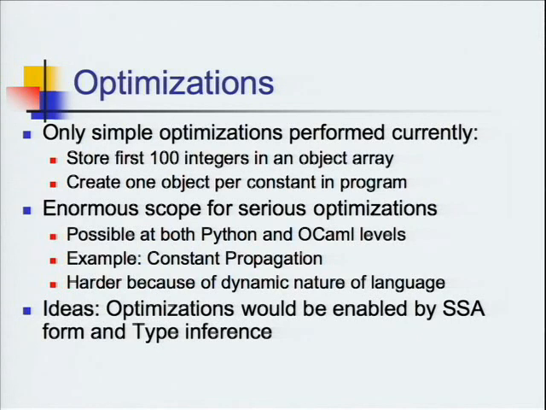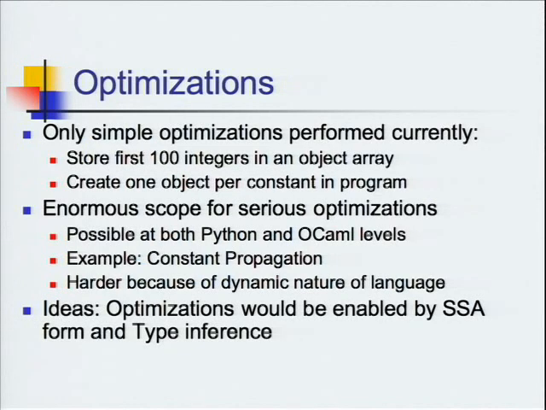However, there is enormous scope for serious optimizations at both the Python level and the OCaml level. For instance, a simple intuitive optimization which would seem to give a lot of benefits is constant propagation. Because according to the semantics of Python, if you're adding two constants, even two integers, you'd have to create integer objects for each of them, and then add them and create a new object. Now, any sort of memory operations would obviously be expensive. So it would be great if we could remove some of those extra memory operations and derive results at compile time, substitute them, and have fewer object creations at runtime.